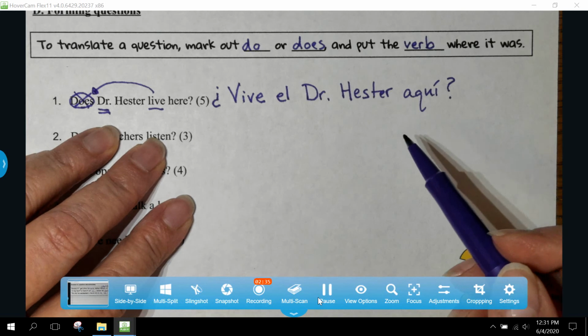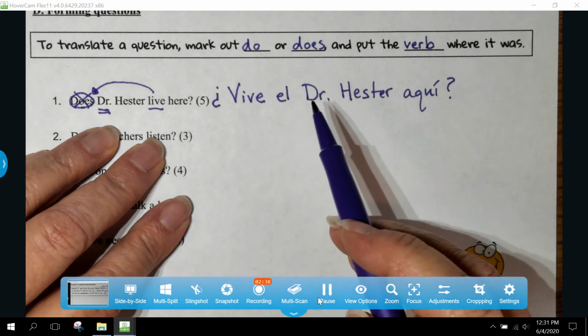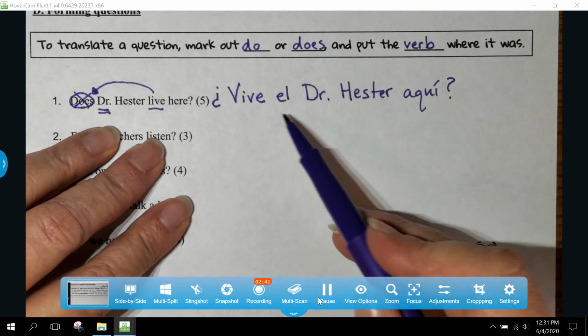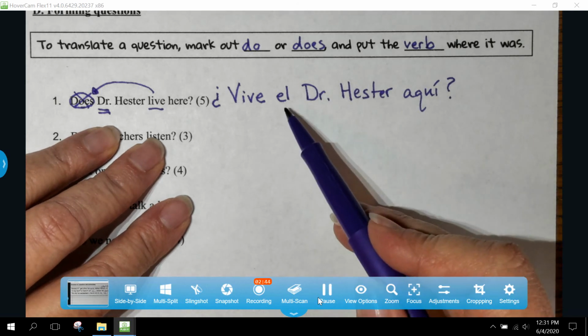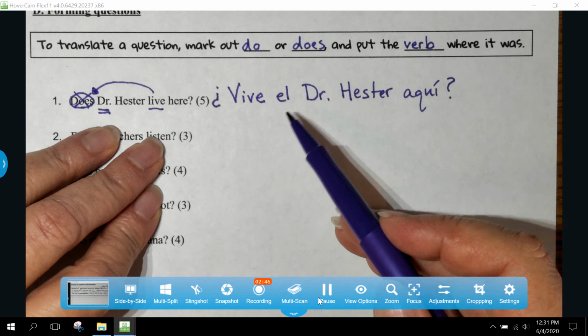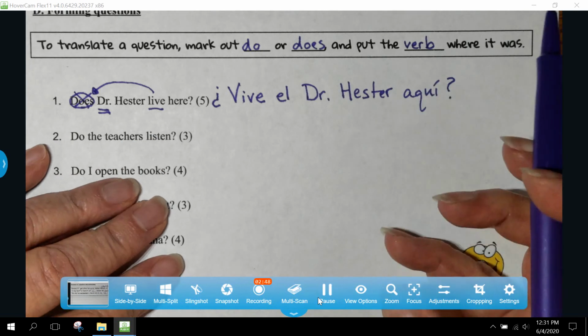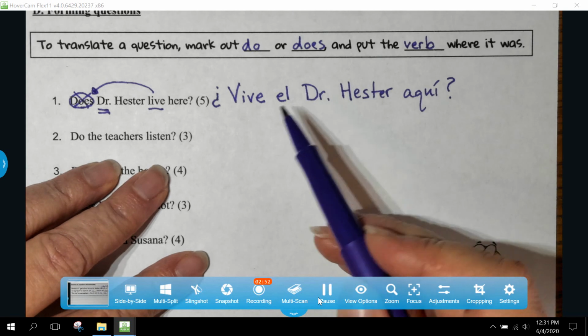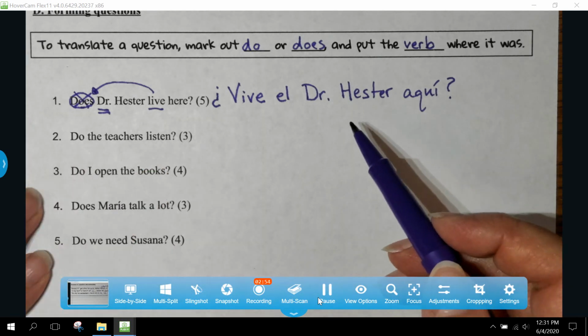If I'm talking to him, if I say Dr. Hester, do you live here? Then I don't need the el. I'm talking to him. Dr. Hester, ¿vive usted aquí? Not a problem. Again, if this is complicated to you in my class, we won't count that off.